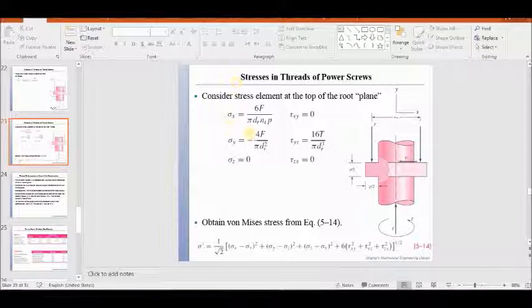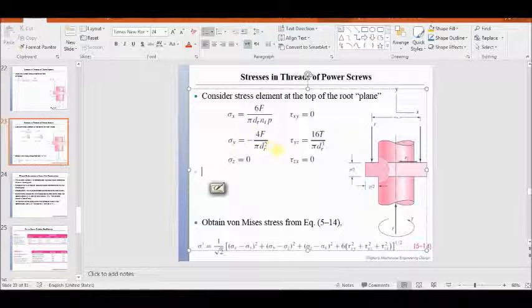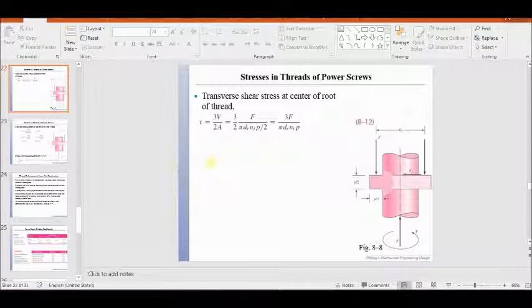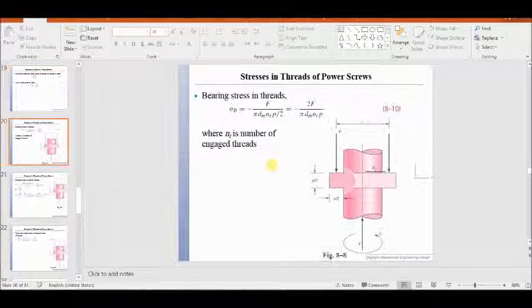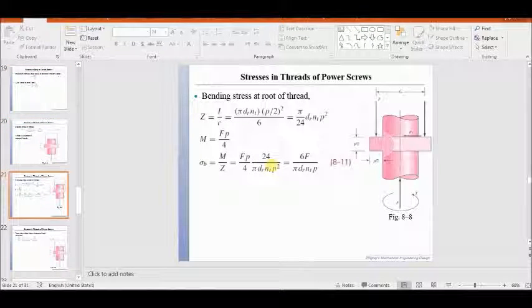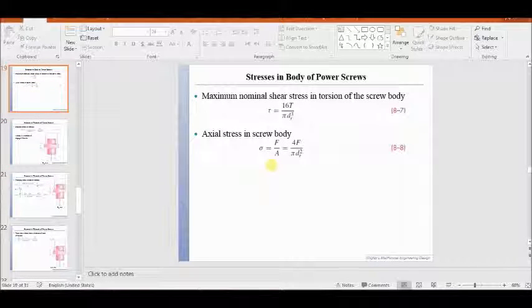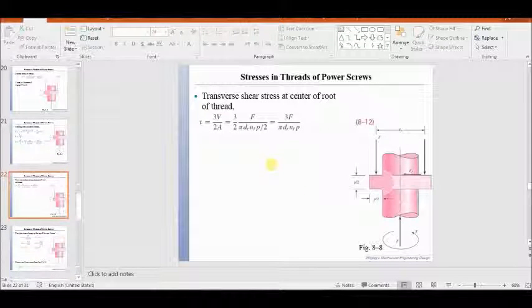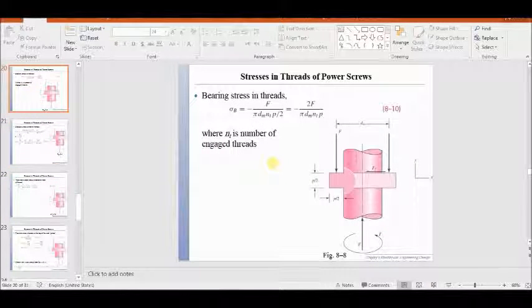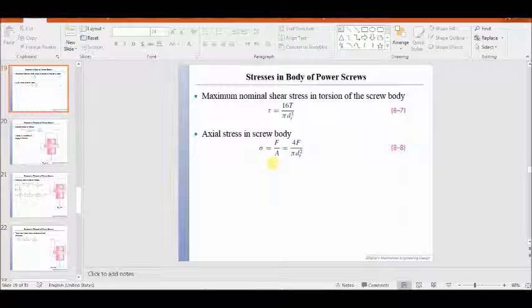Basically we have to find these three types of stress. I will introduce them one by one. One of them is the torsional shear stress at the body. Let me find the equation. Bending stress, bearing stress. Okay, so to find the torsional shear stress at the body, we can use this equation 8.7.